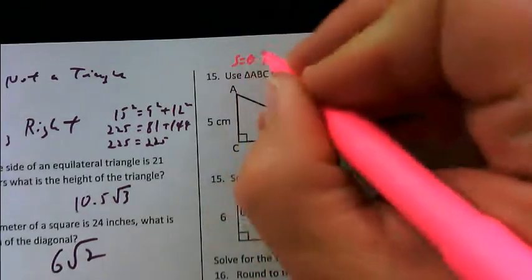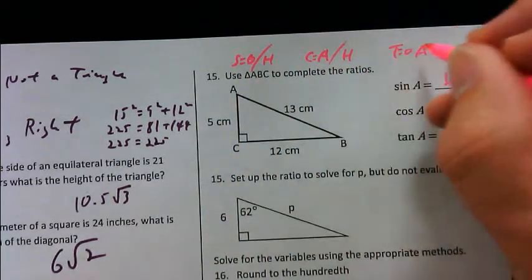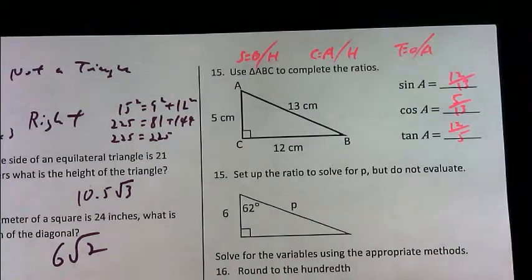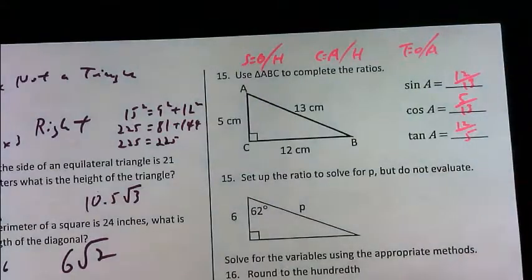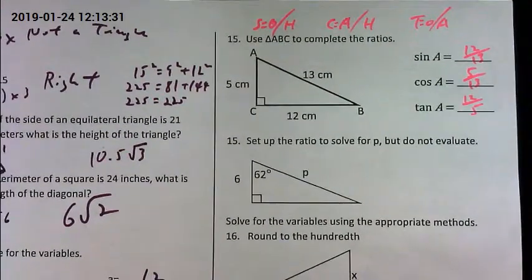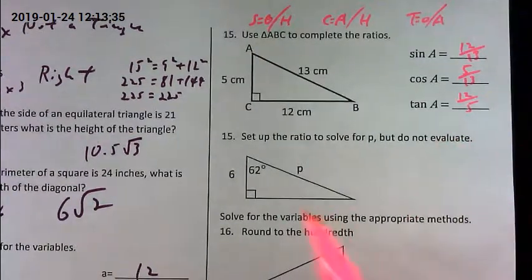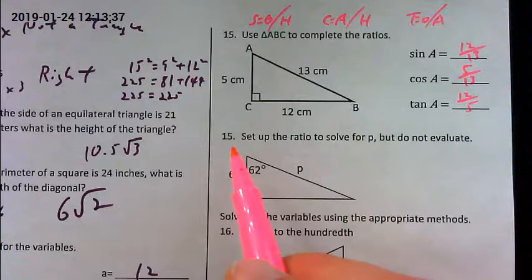SOH-CAH-TOA. Sine's equal to opposite over hypotenuse. Cosine's equal to adjacent over hypotenuse. Tangent's equal to opposite over adjacent. I will put that up tomorrow since I'm going to give you the memorization part on Monday. Again, Monday you'd have to know that. It'll save you time if you know it, but you shouldn't have to look at it every single time.